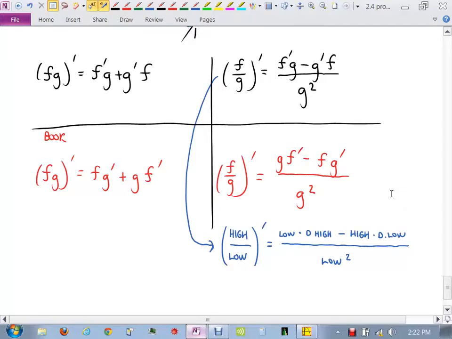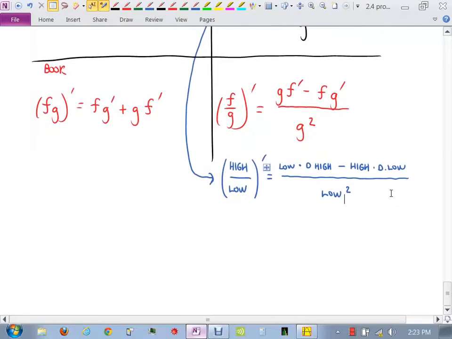I know that seems weird, but it's like a thing that you can kind of say. Low D high minus high D low. Low D high minus high D low over low squared. I've heard it before. I've never taught it. It's not something that I'm a big fan of, but some people love that thing.